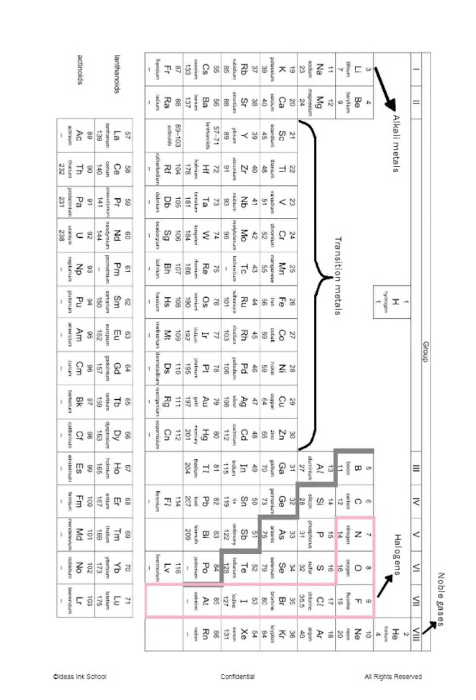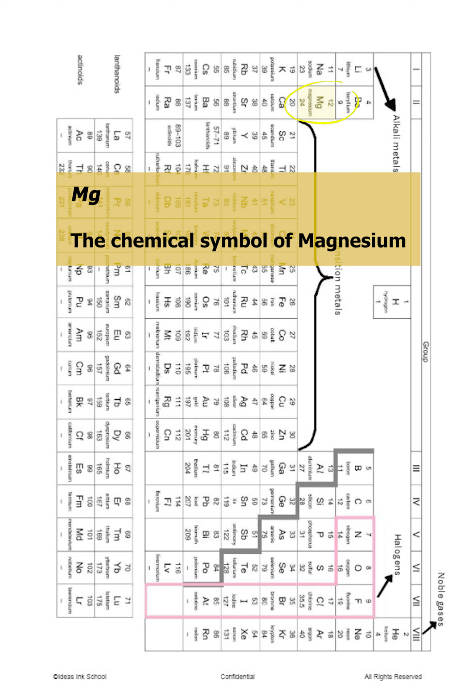Let's begin. Every box in the periodic table contains a unique element. Take magnesium for example. From top to bottom, the number 12 represents the atomic number, and as mentioned previously, this number represents the total number of protons in the atom. Mg is the chemical symbol of magnesium. We use this when writing chemical equations.